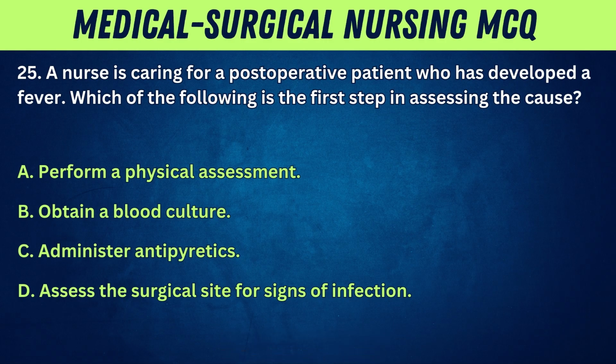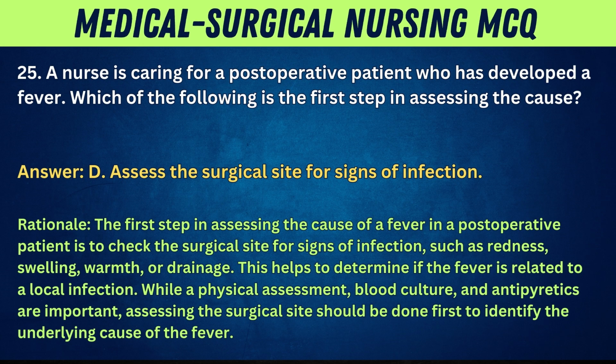A. Perform a physical assessment. B. Obtain a blood culture. C. Administer antipyretics. D. Assess the surgical site for signs of infection. Answer: D. Assess the surgical site for signs of infection.